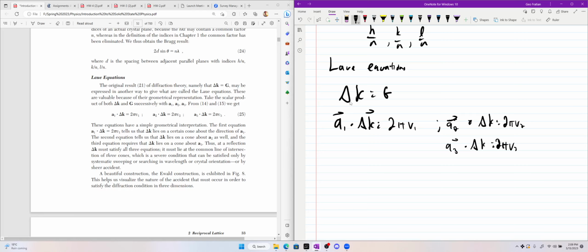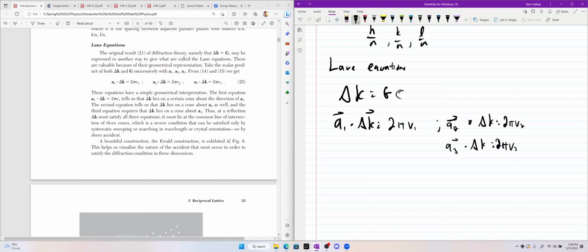where we immediately see, right, that the delta k vector is the direction of G, so a1 goes with the first component v1 of G. So it is going to point in the a1 direction. Same with a2 goes the second component of G, and a3 goes the third component of G. So these equations have a very simple geometric interpretation.